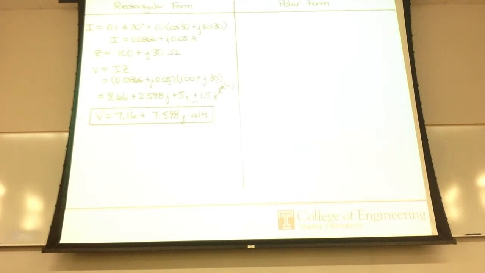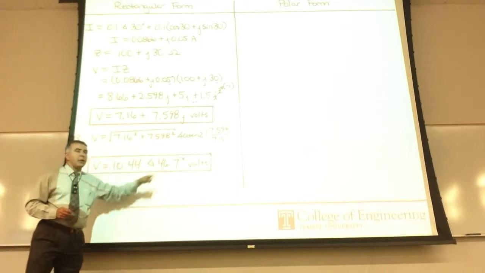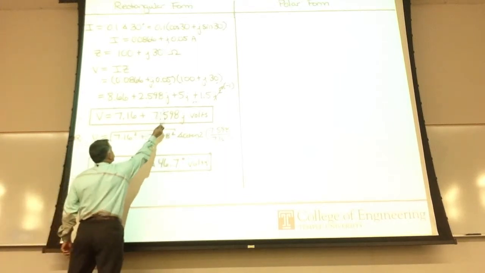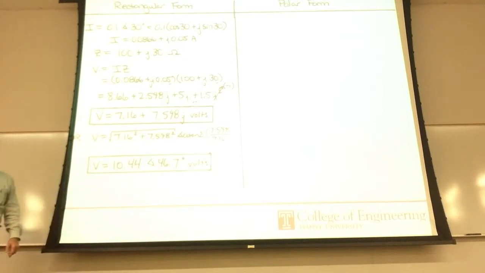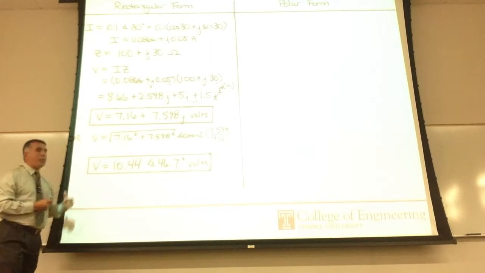So if I want to do it in a polar form, basically I'm giving you the actual value in a polar form. The magnitude and then the angle. How did I get the angle? The arctangent of these two terms. Okay? So I showed it in the rectangular form, and I can show it in a polar form.